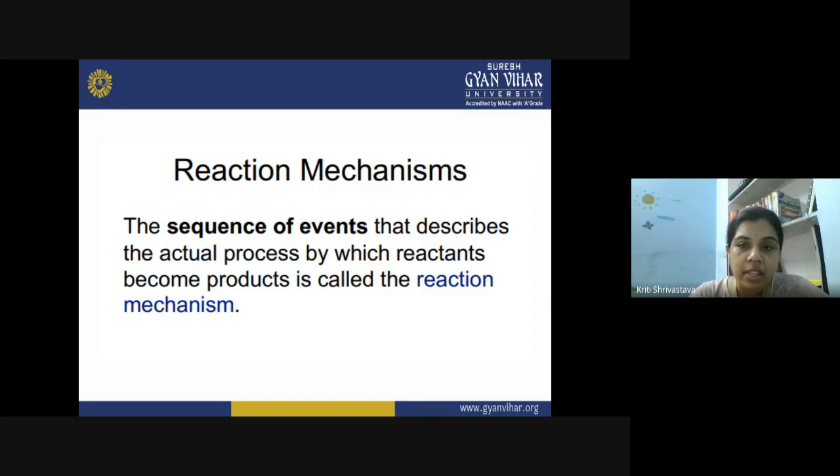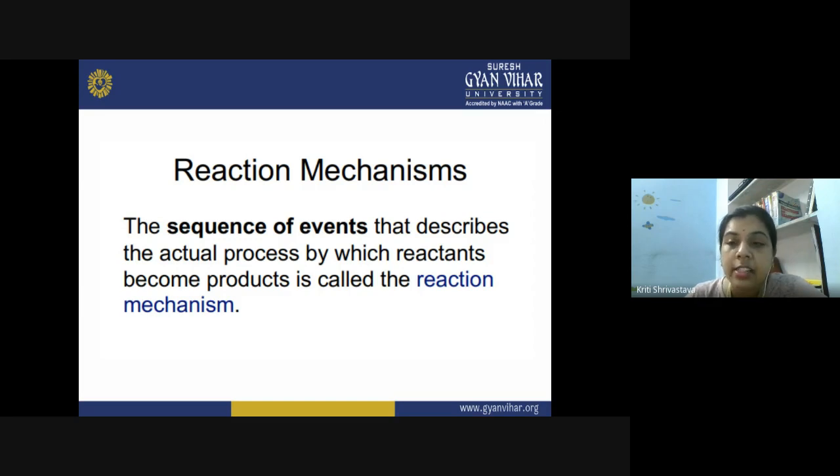We have seen in the previous two lectures that a reaction can be a simple reaction, and in that case only one step is there. We call them unimolecular reactions, and only one single step is involved in these reactions. But what happens when you go for bimolecular and trimolecular reactions?